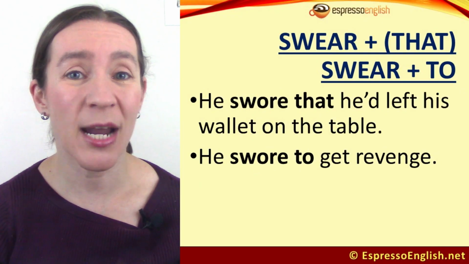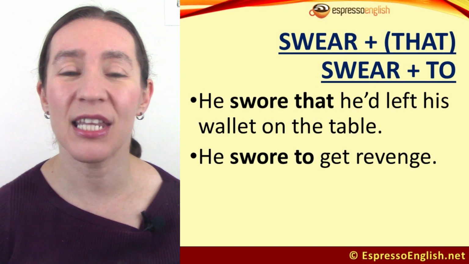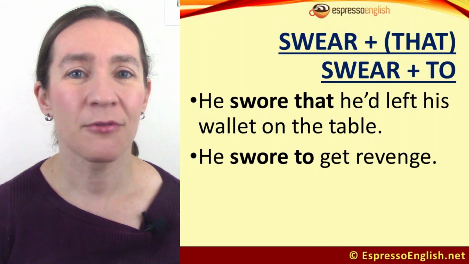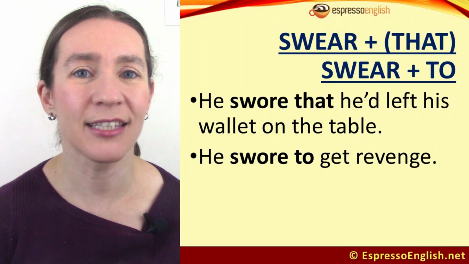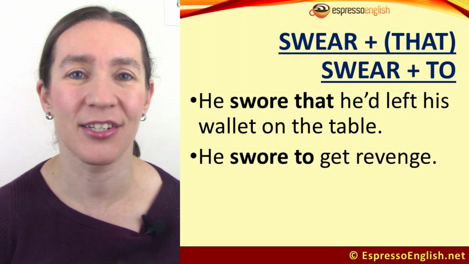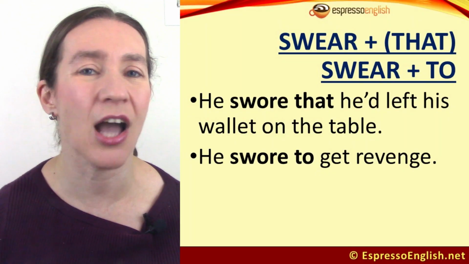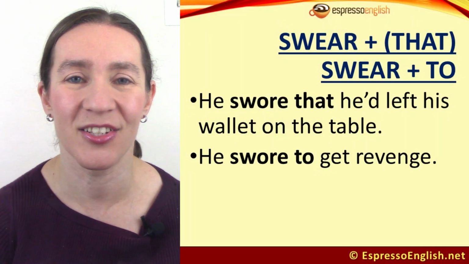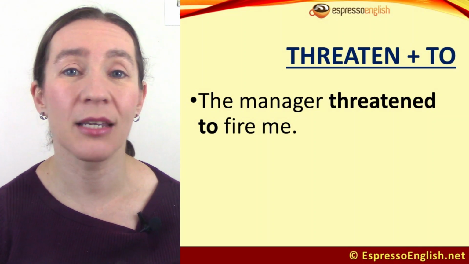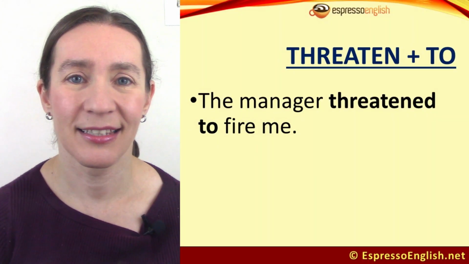Next, we have swear that or swear to. When used like this, it means to say something with extremely strong certainty, not to say bad words. For example, he swore that he'd left his wallet on the table, meaning he said it with 100% certainty. Or he swore to get revenge. This means he is promising 100% to get revenge. And finally, threaten to. This means to say you will do something bad to another person. The manager threatened to fire me.